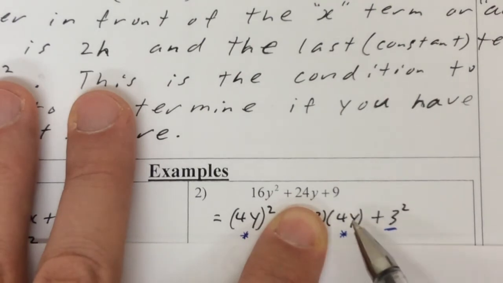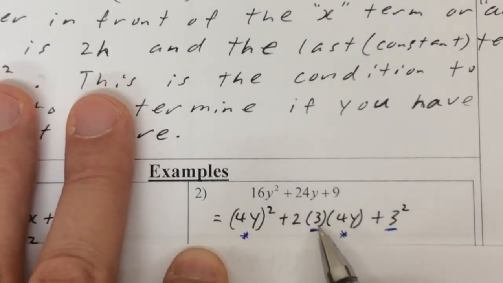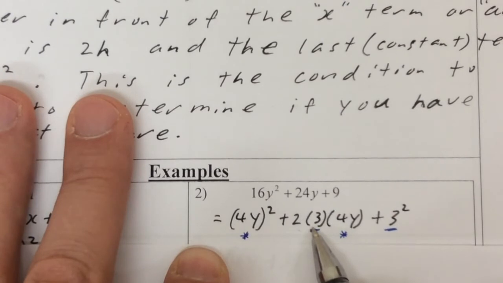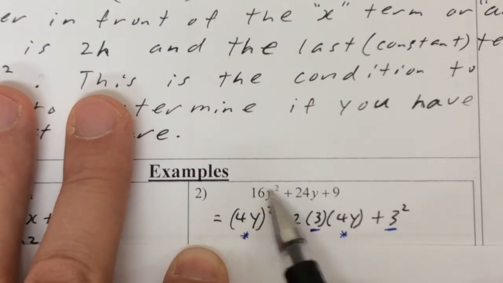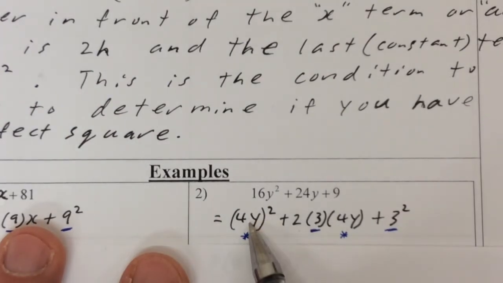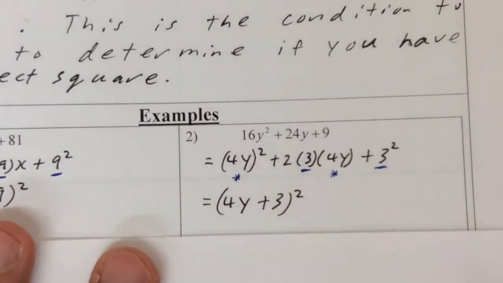Well, 4 times 3 times 2. So 4 times 6 is 24, but we need to break this into 2 times something, so 6 is 2 times 3. And then plus 3 squared. The other way you can fill in this, if it's a perfect square, the square root of this number should be there, and the square root of this whole thing should be here, times 2. If that's true, then you have a perfect square, and you take 4y plus 3 all squared as the factoring.